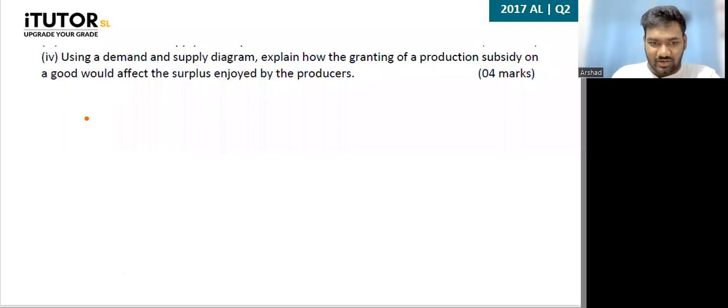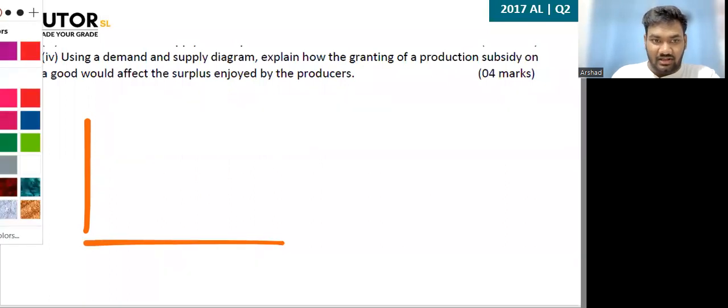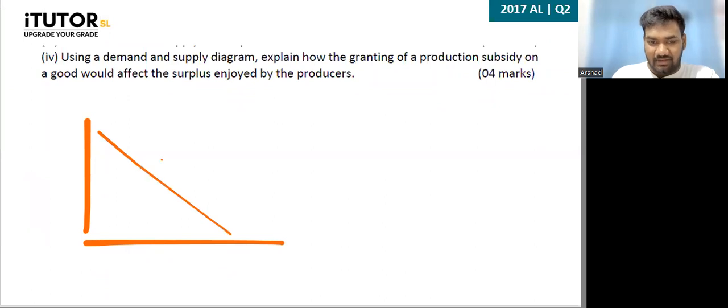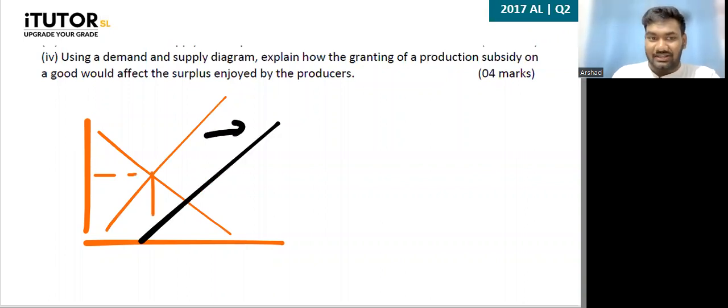So you can say, okay, look here. This is my diagram. Okay? You draw your diagram, right? Demand and supply. Then you say when there is a subsidy, what happens? Supply curve will shift to the right. When the supply curve shifts to the right, now what do we have, guys? We have a new equilibrium price and quantity. And how do you find the area of the subsidy? Area of the subsidy is this. Okay, this is the area of the subsidy.